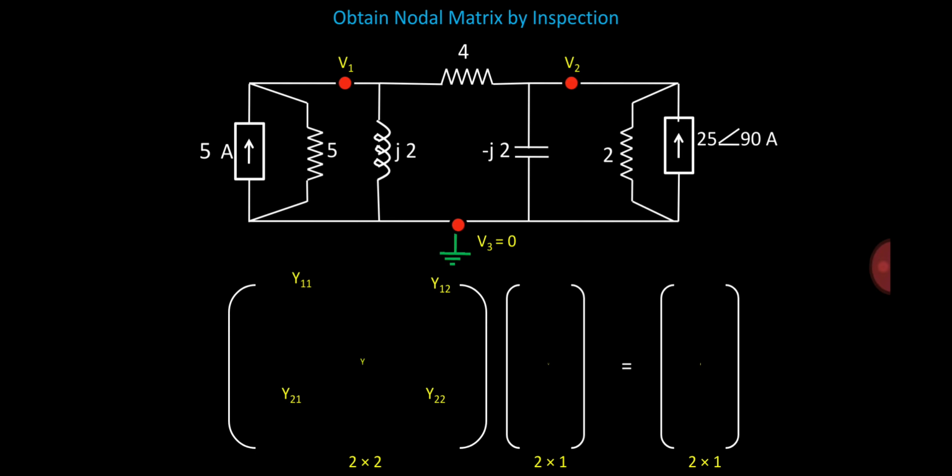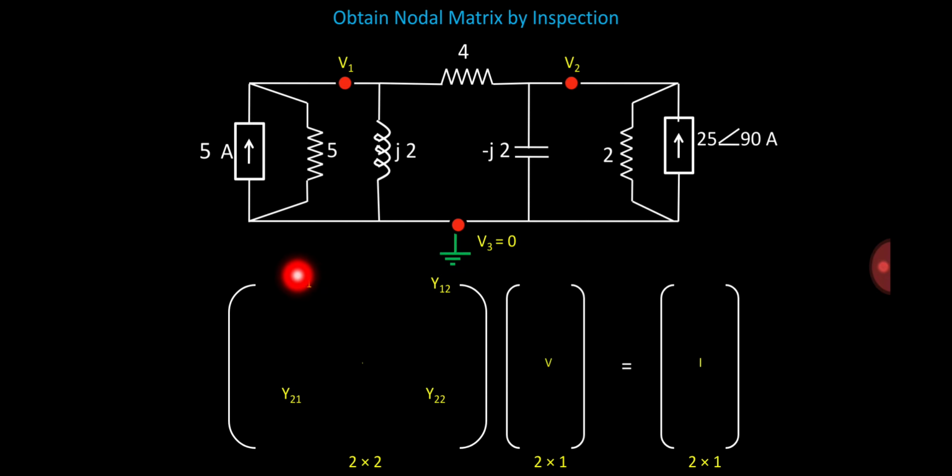Similar to the mesh matrix, the diagonal entries are always positive summation and all the off-diagonal entries are negative summation. So y11 and y22 are the diagonal entries, so it will be positive summation of admittances, and y12, y21 are off-diagonal entries, so it is negative summation of admittances. So let's start with the filling of the admittance matrix. The first entry is y11.